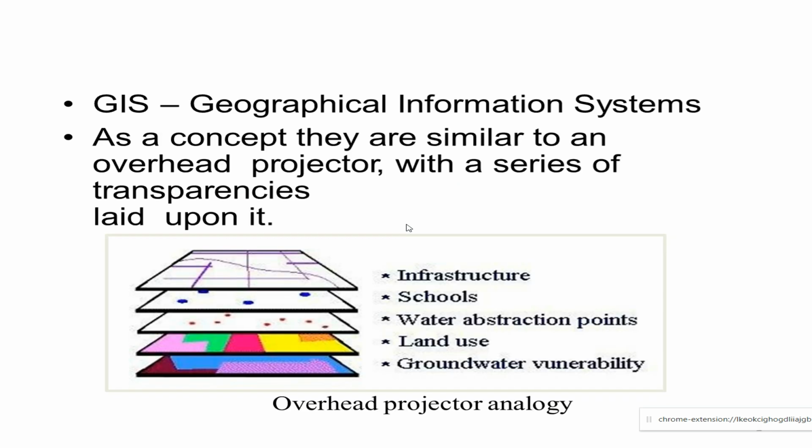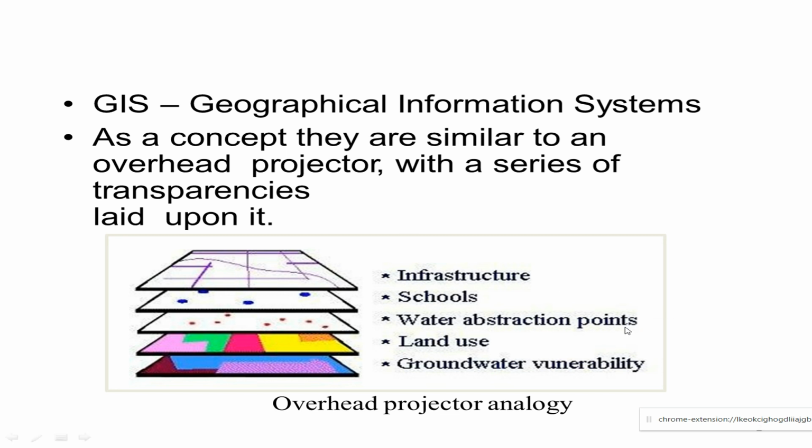GIS is a geographical information system. As a concept, they are similar to an overhead projector, with a series of transparencies laid upon it. Transparency means layers: the first layer is infrastructure, the second layer is the schools, shown as blue points, and red points show water abstraction points.